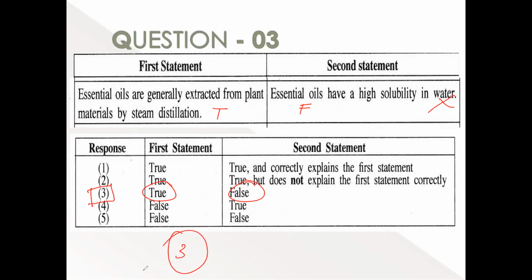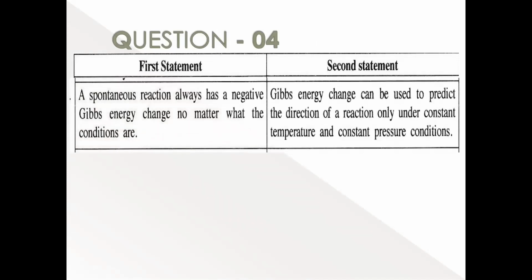Okay. Let's move on to the 4th question. A spontaneous reaction always has a negative Gibbs change, no matter what the conditions are. Whether it is an open system or isolated system, whatever, they are saying a spontaneous reaction always has a negative Gibbs energy. That word 'always', you could not say like that.